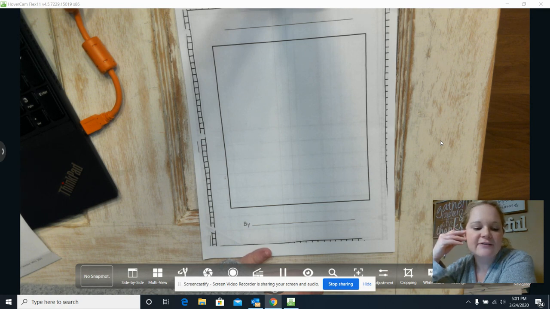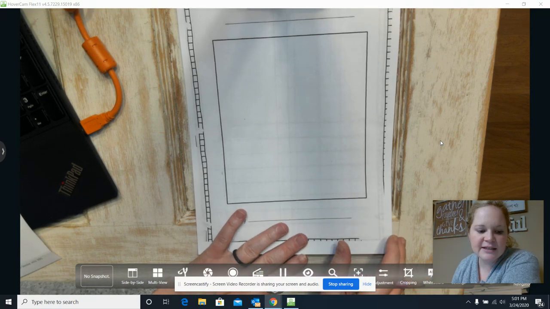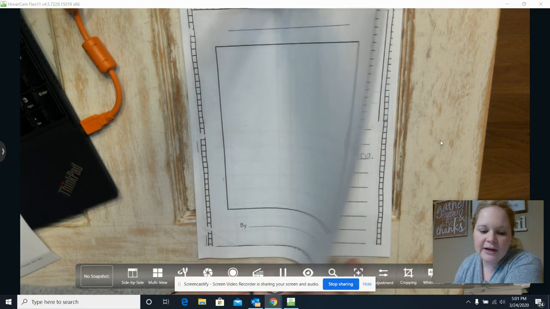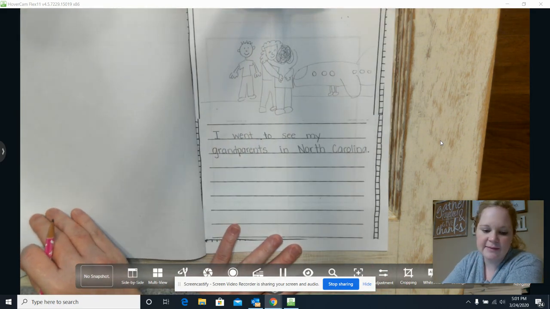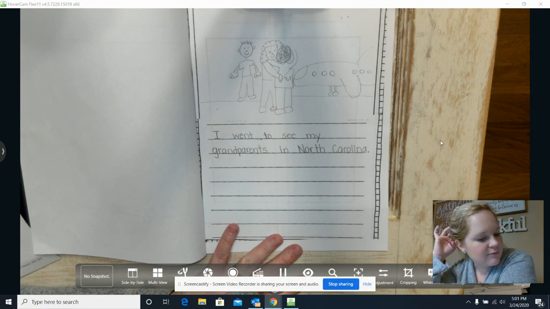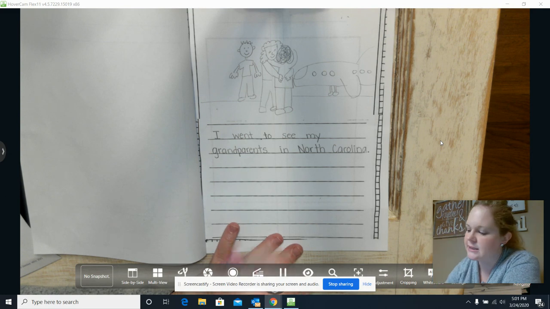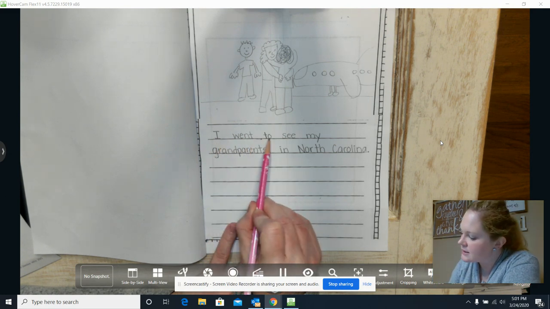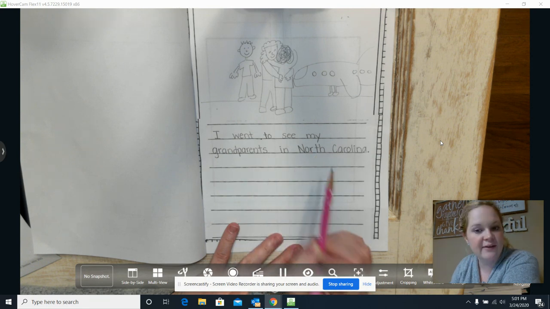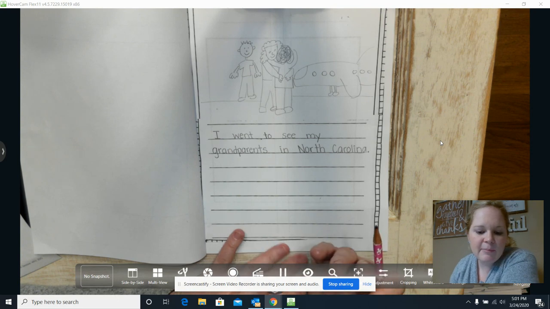First, I have to take out my writing. And we're going to take a look at us adding on. So you remember first I talked about going and seeing my grandparents. I need to reread my story just to make sure I remember what I wrote yesterday. So I went to see my grandparents in North Carolina. So I wrote the first part. Now I need to pick up where I left off.